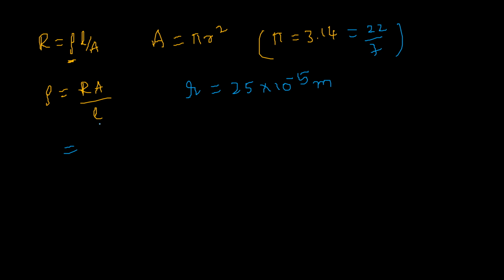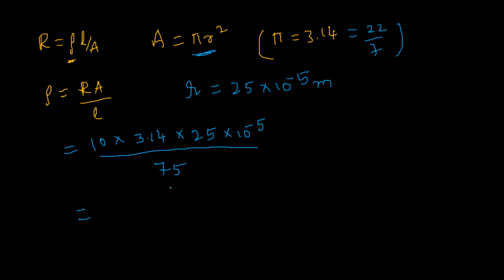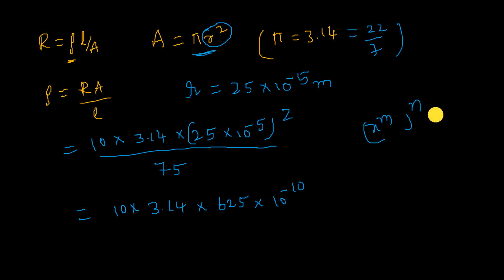So we substitute R equal to 10. The area of the cross section is pi r square, with pi equal to 3.14, and the radius is 25 into 10 power minus 5, divided by the length 75. We have to take the square of the radius. So we get 10 into 3.14 into 625, and 10 power minus 10, because x power m whole power n is x power mn. You can use this formula.